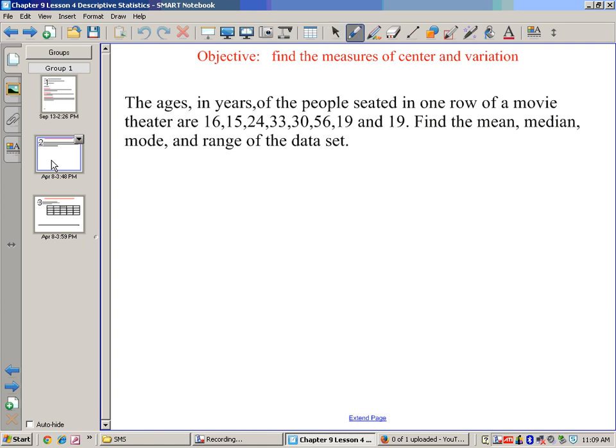Okay, first we're going to look at the mean. Mean, what's another word for mean? Average. And how do we find our average? We take all of our scores, or all of our ages here, 16, 15, 24, 33, 30, 56, 19, and 19, and we're going to add them. You add all of them up, we get 212.